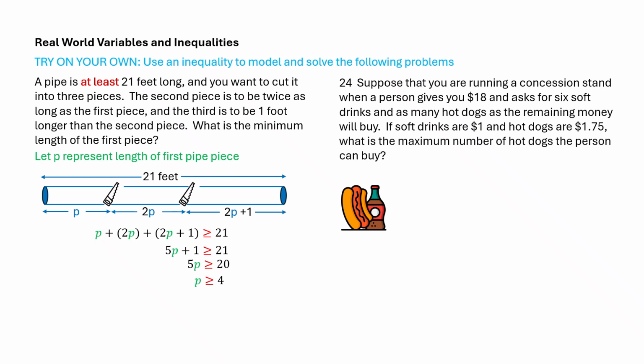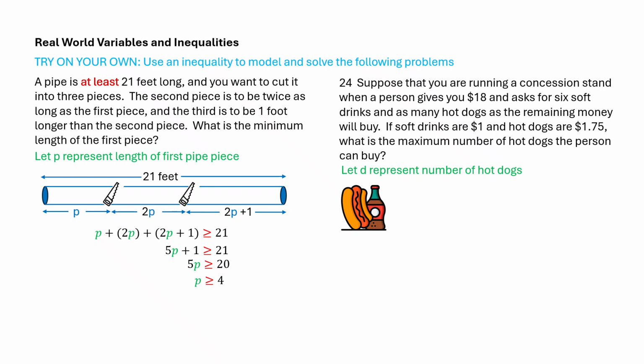Let's look at the last one. So we're running a concession stand and a person gives you $18 and asks for 6 soft drinks, which are $1 a piece, and wants to know how many hot dogs they can get with the remaining money that they have. And the hot dogs are $1.75 each. All right. So first off, D represents the number of hot dogs.